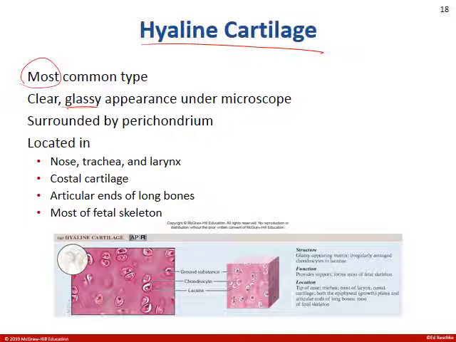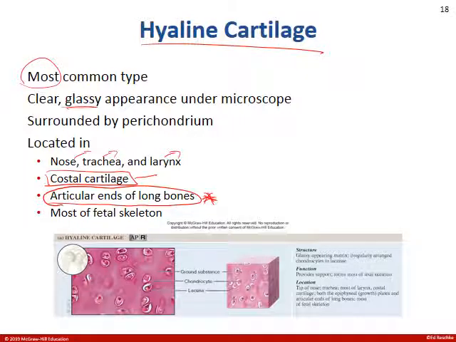Probably the best examples of where you're going to see hyaline cartilage are the ends of long bones and the costal cartilage that separates your ribs from your sternum, or your breastbone. We'll also see it in the nose, the trachea, and the larynx. We'll come back to this when we talk about bones: a long bone has a cap or an end, called the articular end, and it's going to have hyaline cartilage. It allows for smoother movements.